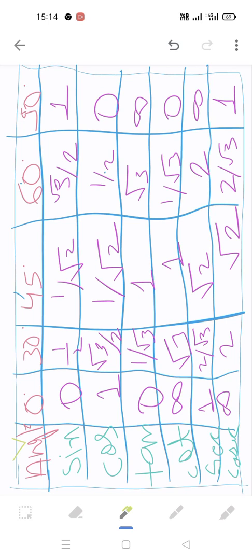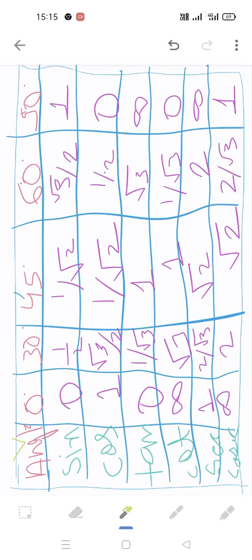Repeat after me. 0, 1 upon 2, 1 upon root 2, root 3 upon 2, 1. This is the value of sine.